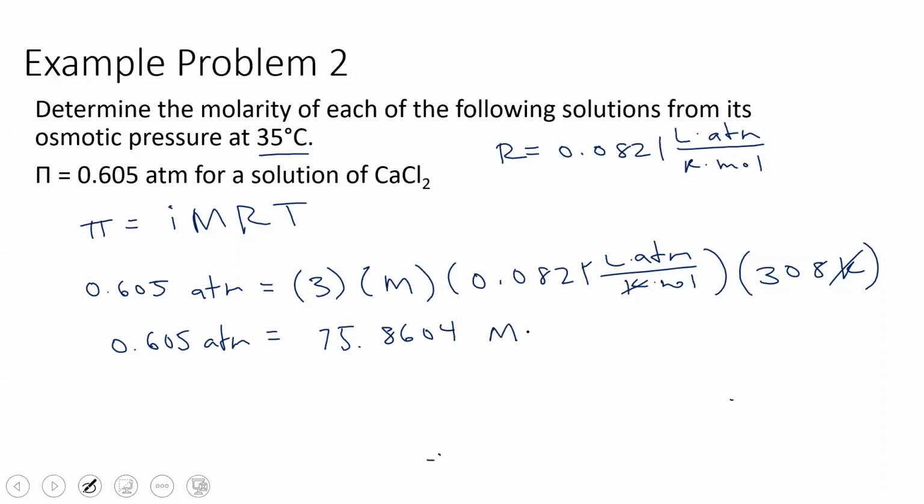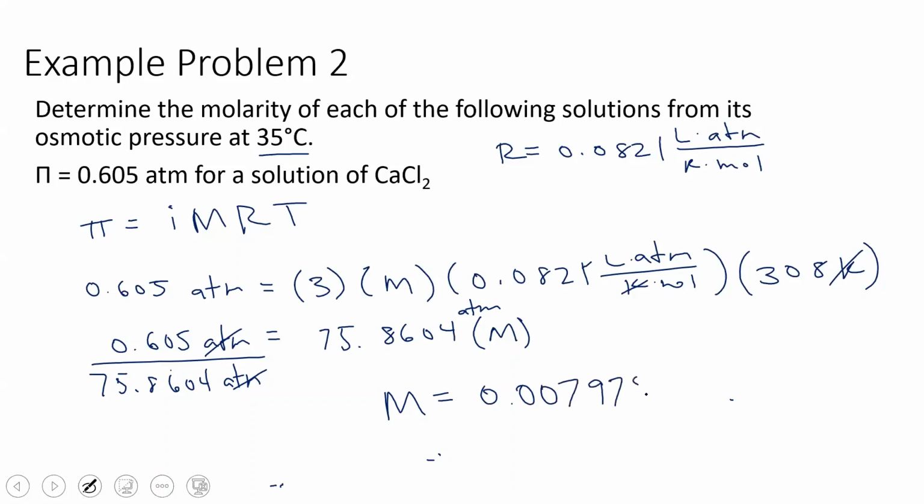And then our constant. So this actually has a units right here of atm. So when we divide it out, it'll actually cancel, and we'll have to just divide both sides by 75.8604 atm. Our atms cancel, and that leaves us with m, which is our unknown variable, equal to 0.007975 moles per liter. Or you can write it in scientific notation as 7.98 times 10 to the negative 3.